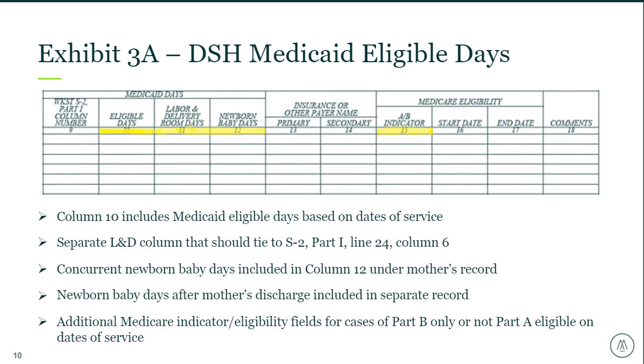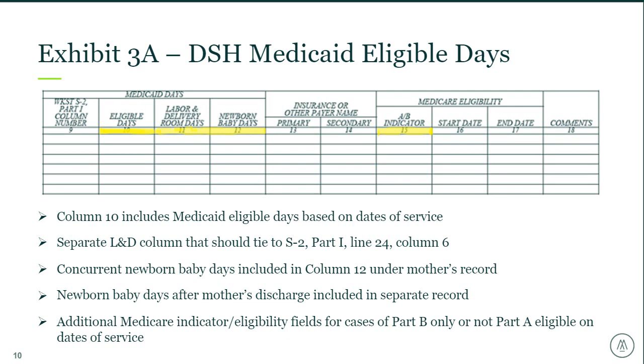Moving on to the remaining columns in the DSH template, I've highlighted a few more of the new fields. Columns 10 through 12 are ones you'll need to pay special attention to, because when you're dealing with a mom and a baby, you'll need to understand the differences on where to populate certain categories of days in this template. Under the mom's record, any newborn baby days up to the mother's discharge date are included in column 12. Any subsequent newborn baby day after the mother's discharge would have to be included as a separate record, and those additional days after the mom's discharge would be included in column 10.